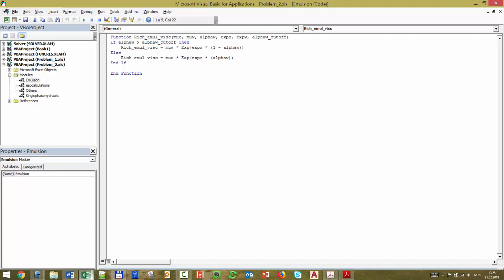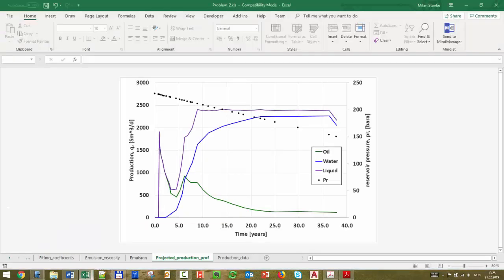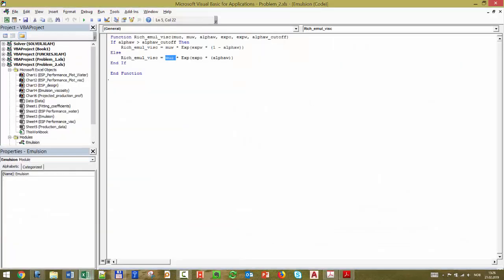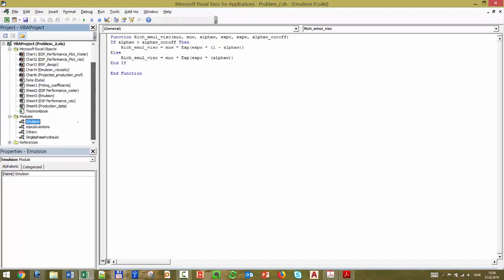For our case, the inversion point is 60%. The oil is very viscous, 100 centipoise, and the viscosity of the water is simply 1. Here you have the density. I think we also have an equation to calculate the average density.